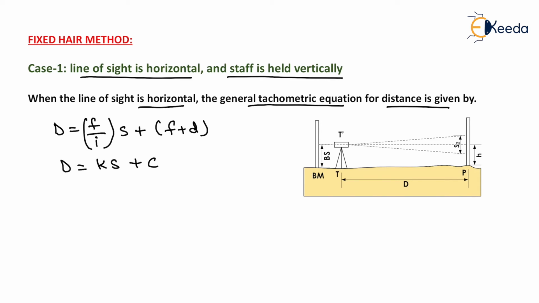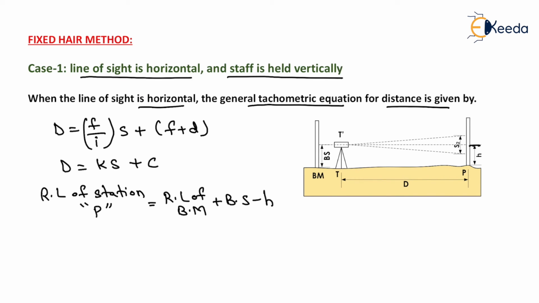Now if we want to compute the RL of station P, then RL of station P will be equal to RL of benchmark, which is already known, plus backsight reading minus small h, that is the central hair reading, which is shown here. In this way we can compute the RL of station P, which will be equal to RL of benchmark plus backsight minus central hair reading.